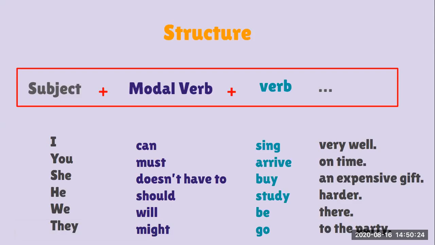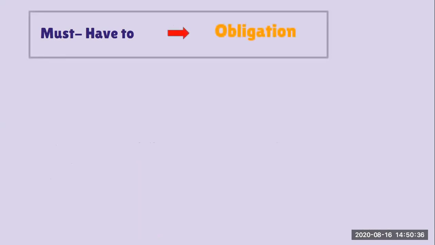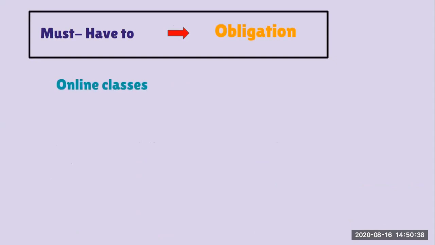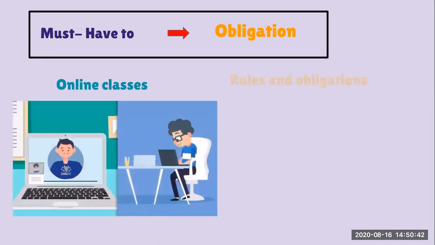Let's go to the first modal verb. The first modal verb we are going to see is must and have to. We're going to see these two modal verbs that they are used for obligations, okay? So we are going to be talking about online classes in this opportunity. Rules and obligations for online classes, okay?